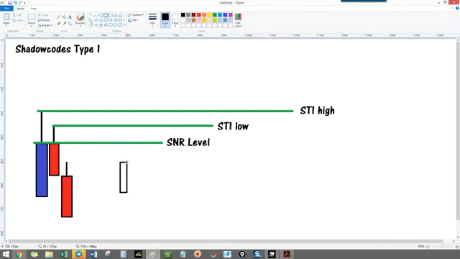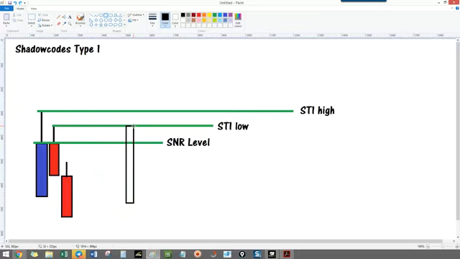When price is moving like this, when it moves down, it will leave a shadow. Correct. But in Shadowcode type 1, we will see something like this. Price stops here and then moves down, so it will leave a shadow at SNR. But sometimes it will go up to this level. It will go up to here and then come down. But when it reaches here, there is no float. You will not get any floating.